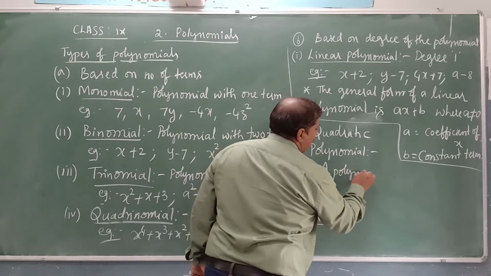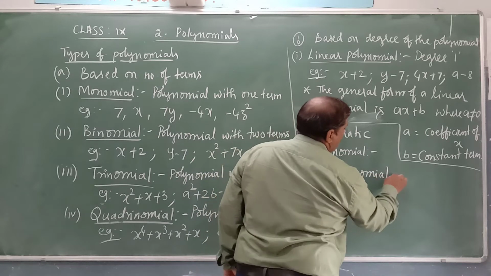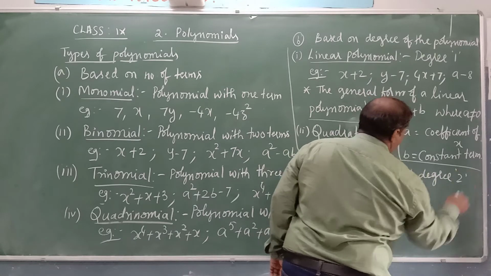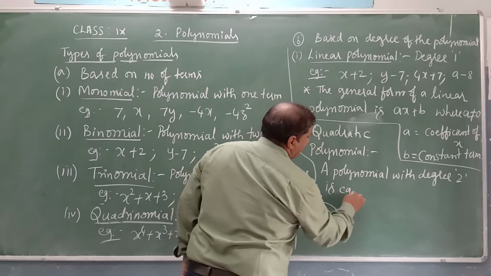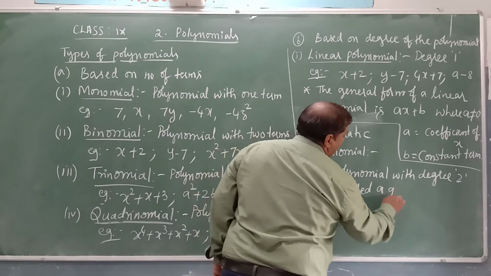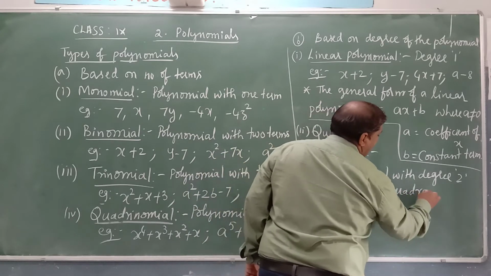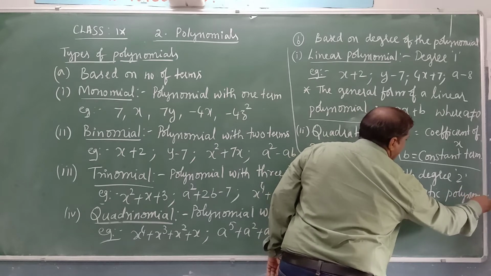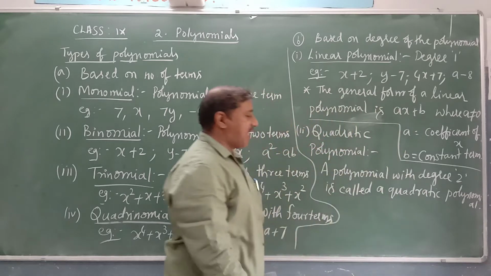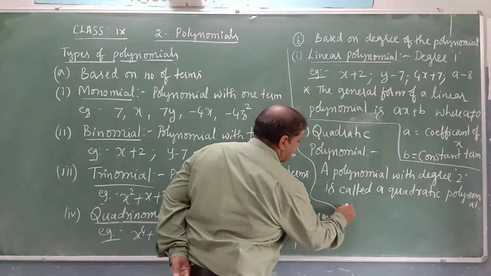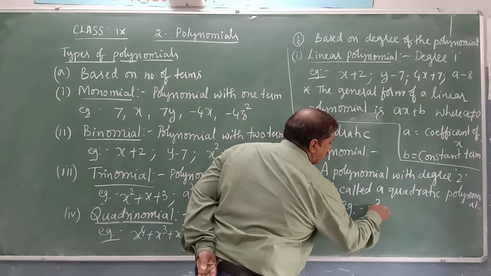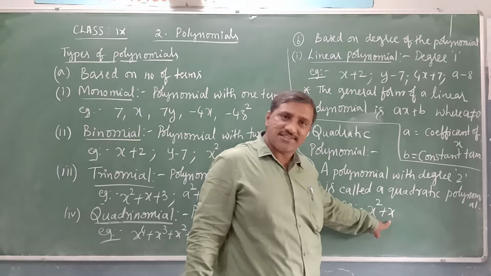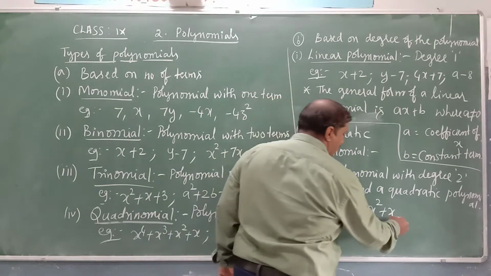A polynomial with degree 2 is called a quadratic polynomial. So degree 2 should be there, then that polynomial is a quadratic polynomial. Examples. Yes, you can give x square plus x. Here the highest power is 2, therefore its degree is 2. x square plus x is a quadratic polynomial.